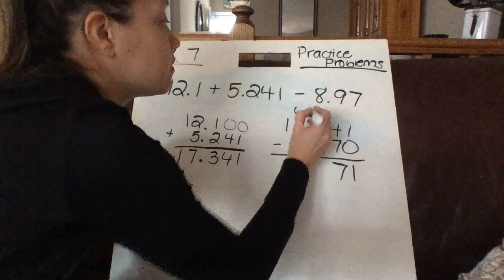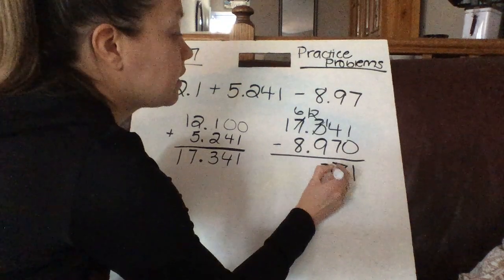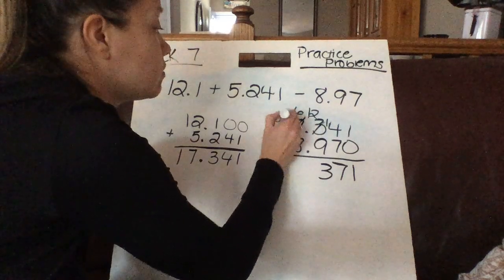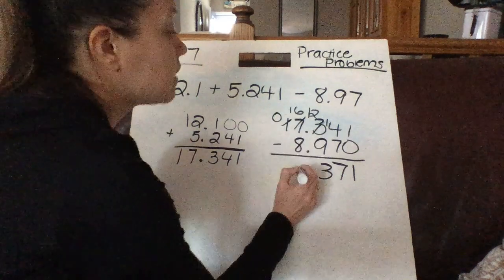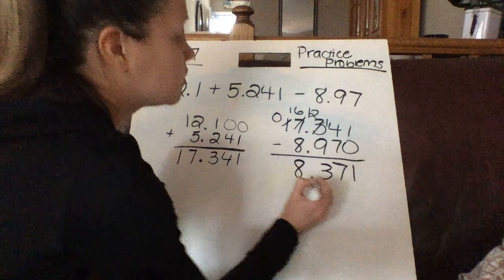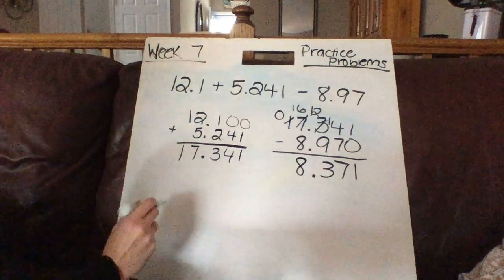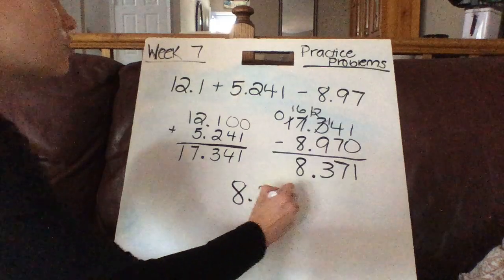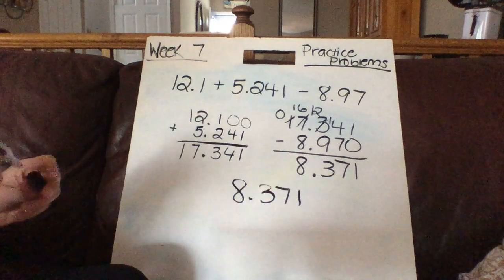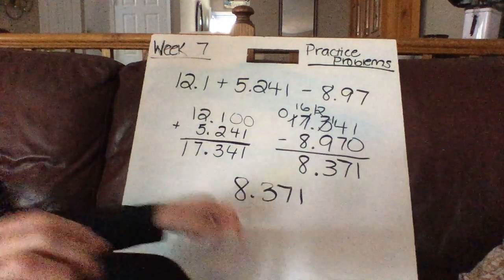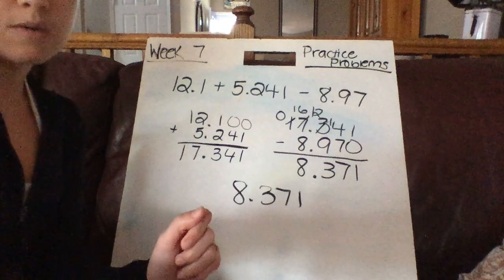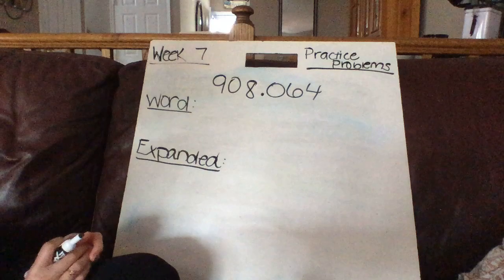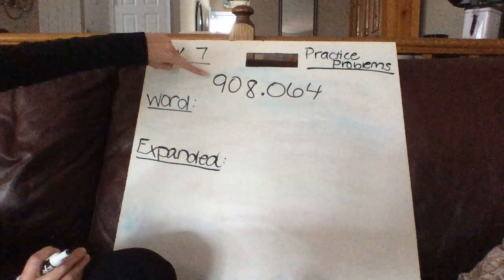This becomes a 6, this becomes a 12. 12 minus 9 is 3. 6 minus 8, again, I cannot do, so I am borrowing. 16 minus 8 is 8. Decimal stays in the same spot, so I get a final answer of 8 and 371 thousandths.